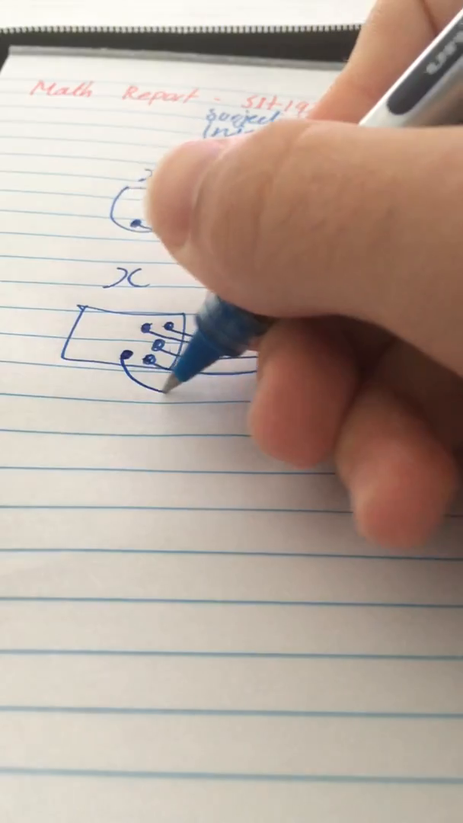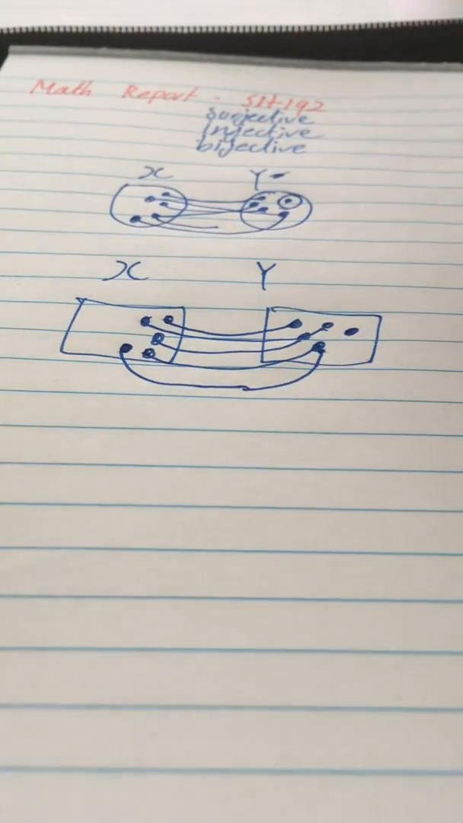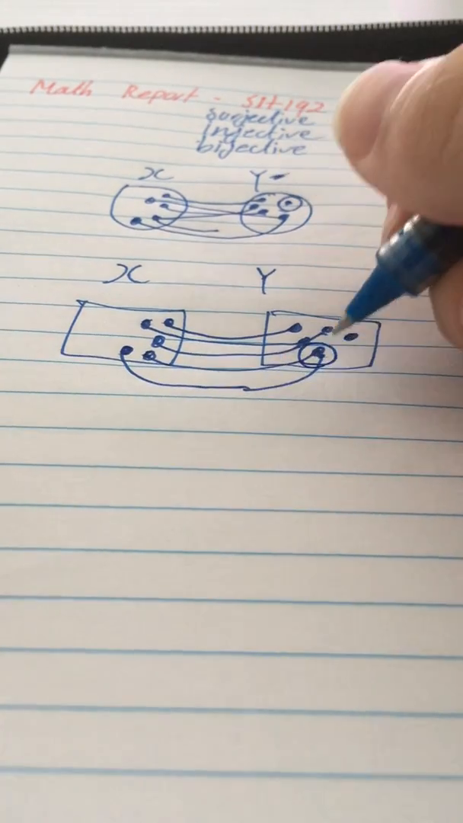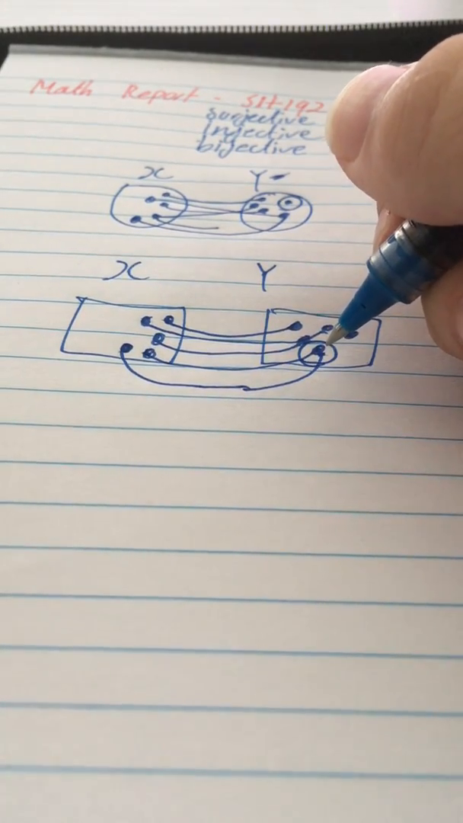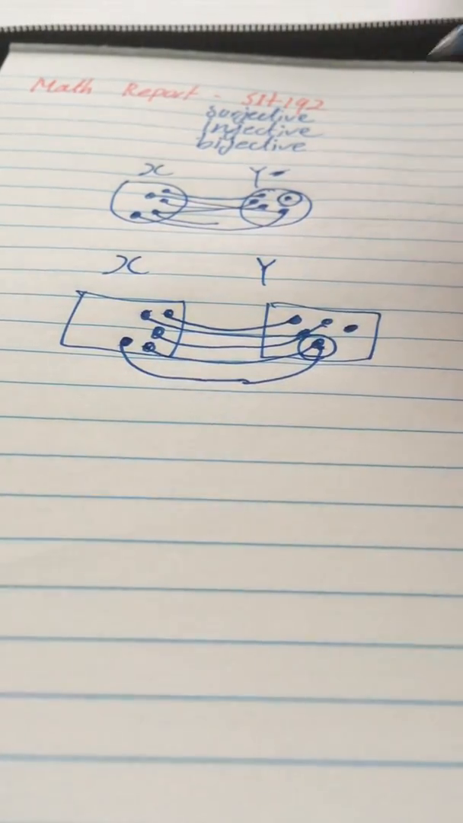Now if we add another one over this side and bring it over here, it is no longer injective because this one here has more than one mapping. It has been connected to more than once, and you can't have that for an injective function. Rip that one off.